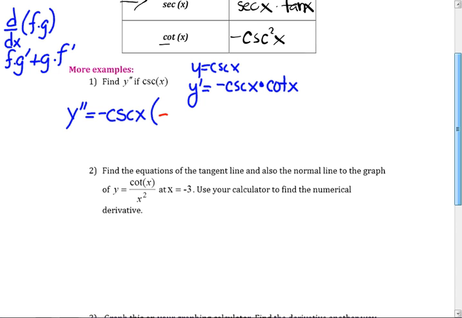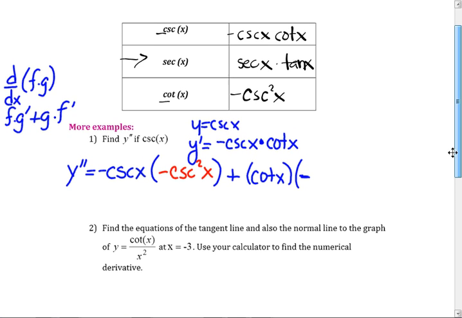Negative cosecant squared. And you can spend a lot of time, unfortunately, playing around with the trig and using identities to change how it looks. We're not going to do that. You just take the derivative, be done. Then it's plus cotangent of x times the derivative of negative cosecant. Well, it's negative because of the negative there. What's the derivative of cosecant? Still up here. Another negative cosecant cotangent.